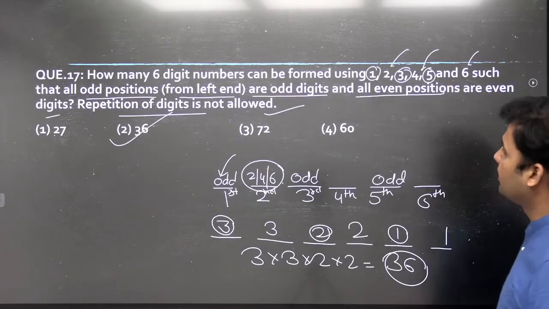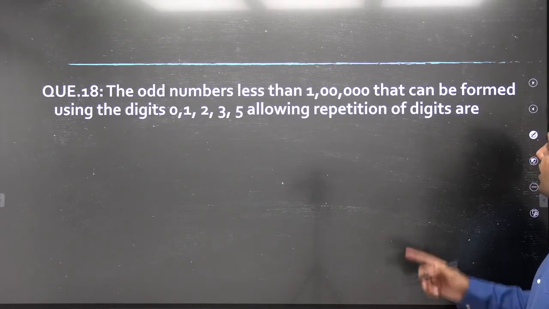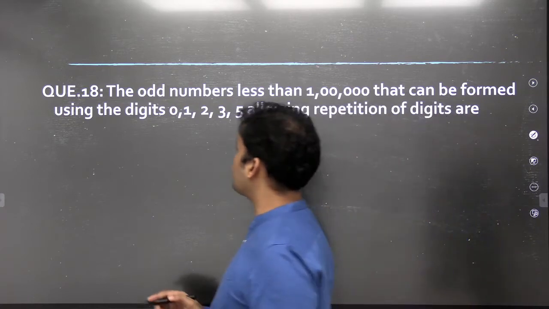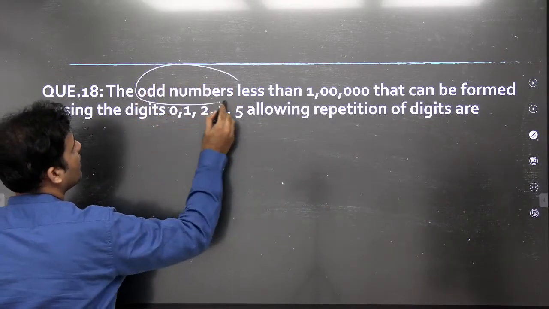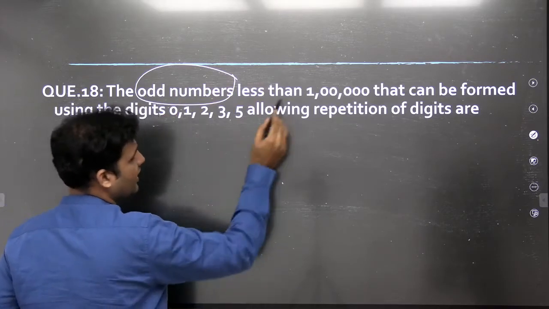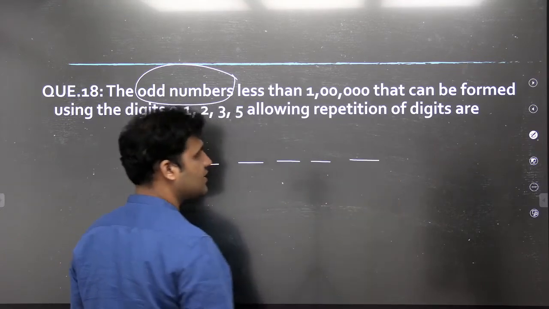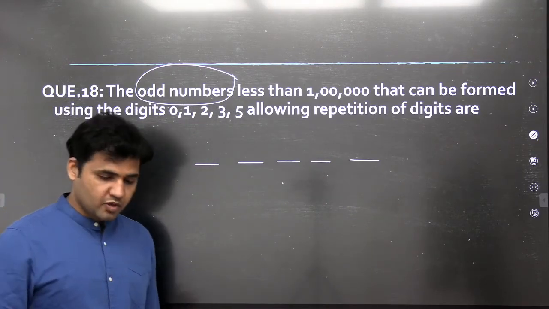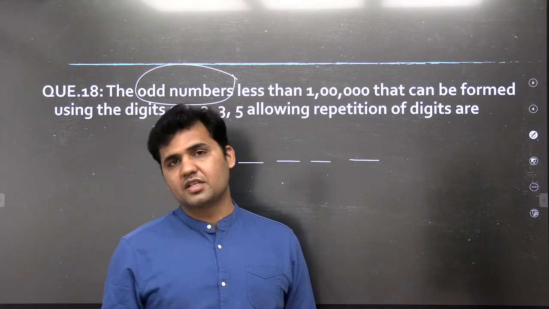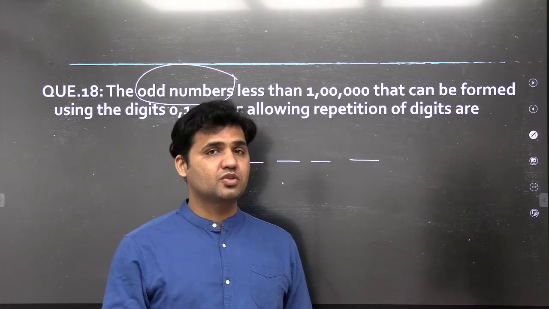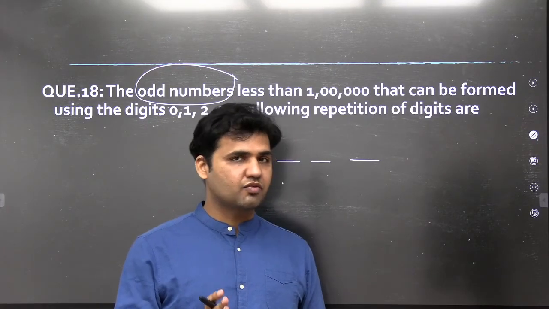Question number 18 says: find the odd numbers less than 1 lakh that can be formed using the digits 0, 1, 2, 3, 5, allowing the repetition of digits. Now here in this case, the repetition of digits is allowed. We are supposed to make only odd numbers and they have to be less than 1 lakh. If it has to be less than 1 lakh, the number cannot be of 6 digits, it has to be of at most 5 digits, because 1 lakh is the first number of 6 digits. So the maximum number of digits it can use is 5 and the minimum number of digits it can use is 1.